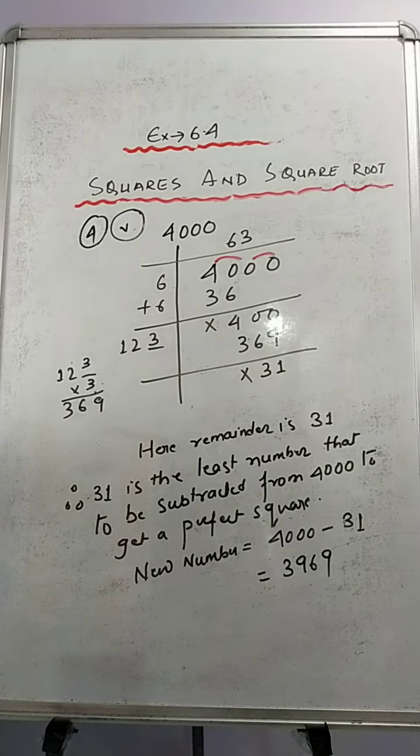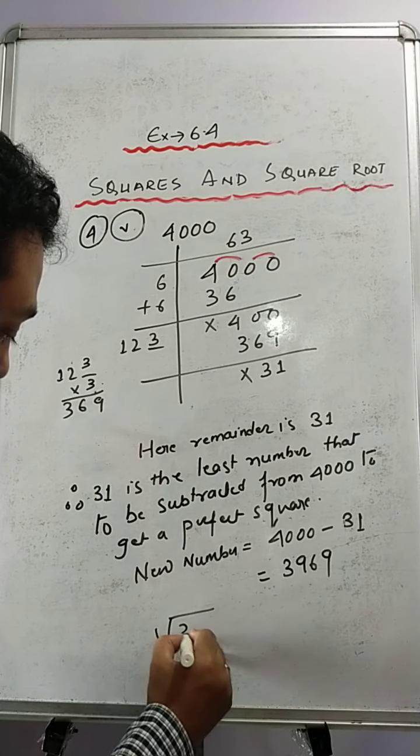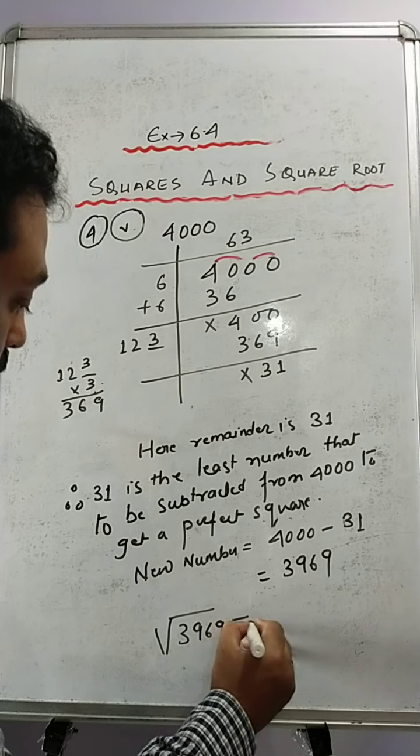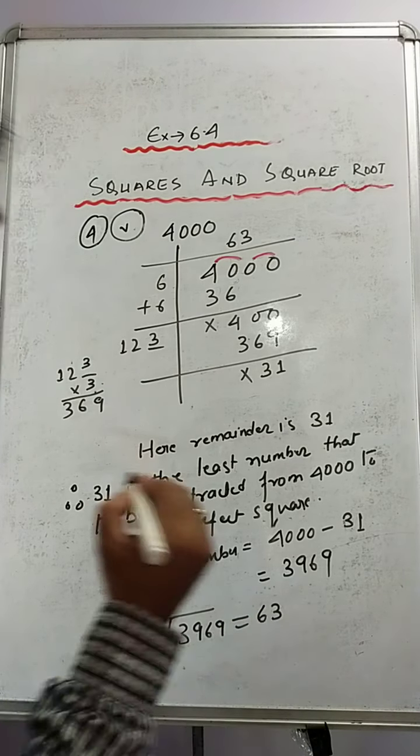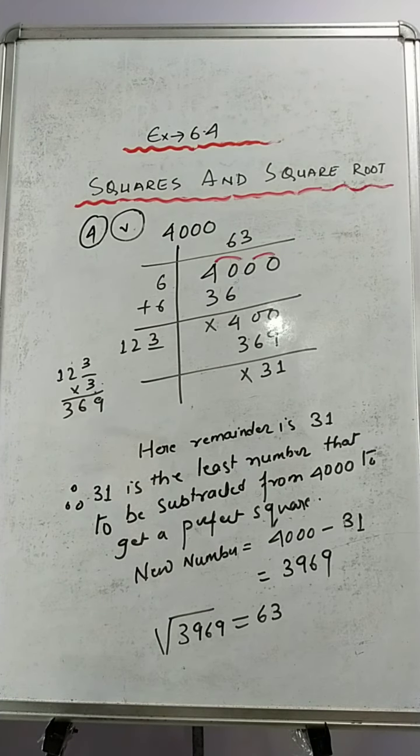3969. So the square root of 3969 would be equal to what? 63. Okay, so this is the solution of sum number 5. Now let's move on to the next sum.